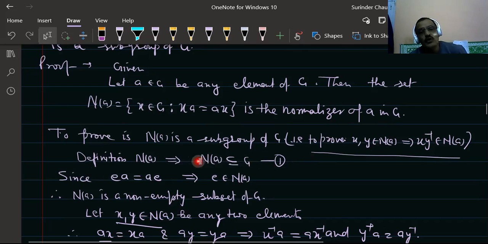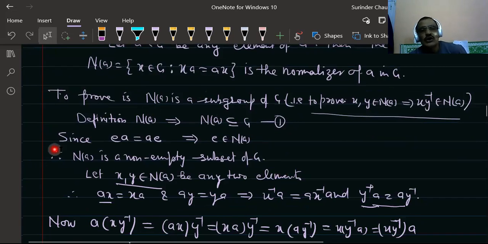The center of a group is also a subset of G, and the normalizer of a is a subset of G. Therefore, since e into a is equal to a into e, this means Na has at least one element e, which is the identity element. This implies Na is a non-empty subset. Now we show it using the lemma.